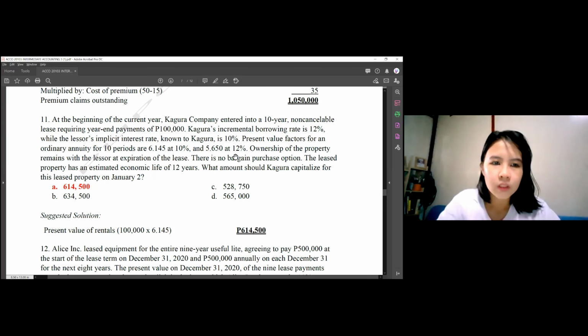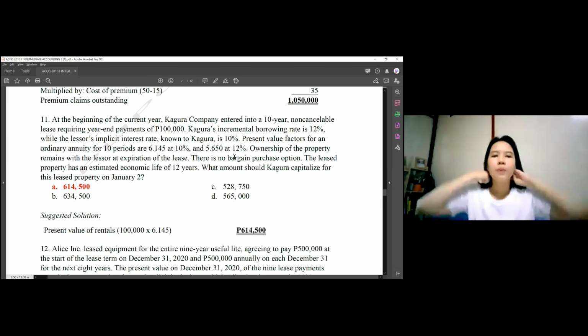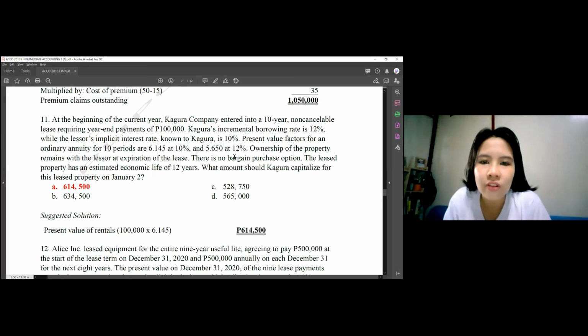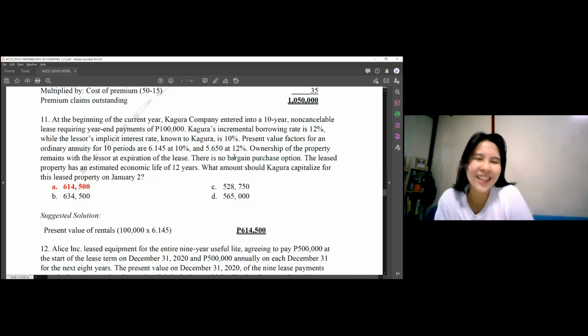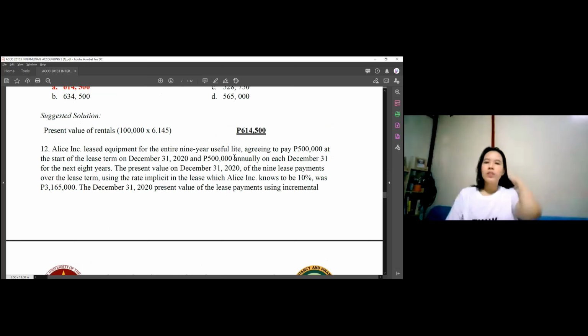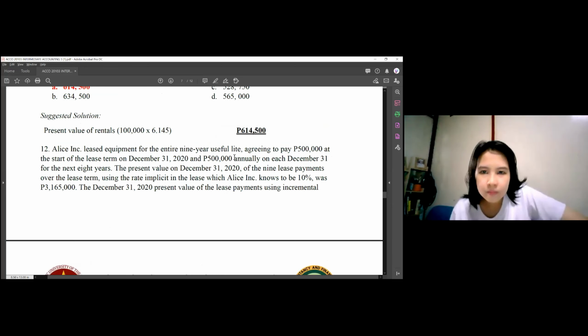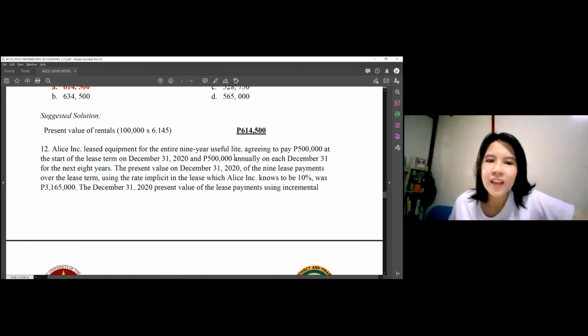Okay. So, yeah. Alice Incorporated leased equipment for the entire 9-year useful life, agreeing to pay 500,000 at the start of the lease term on December 31, 2020, and 500,000 annually on each December 31 for the next 8 years. Okay, so same lang naman. Ang difference lang is wala. Same lang talaga ng amount.